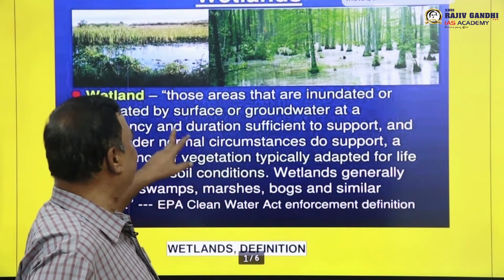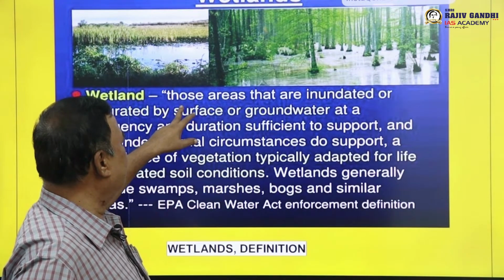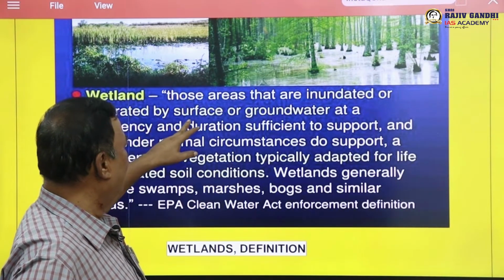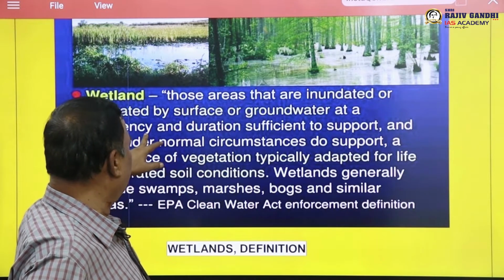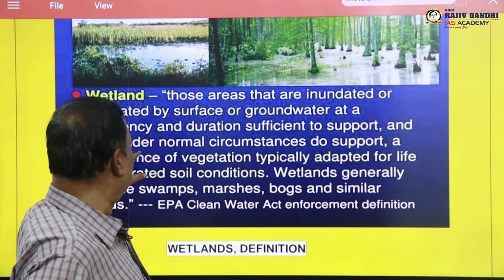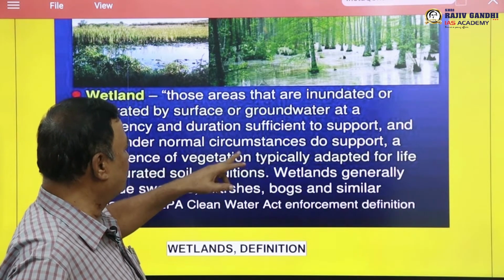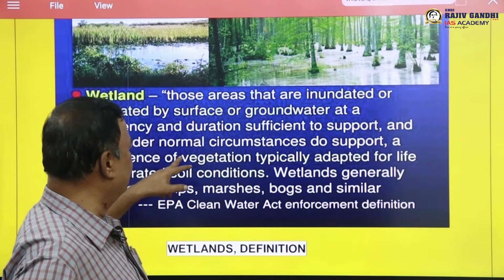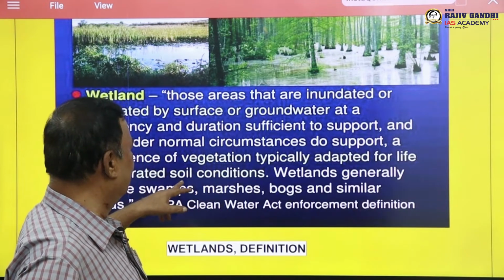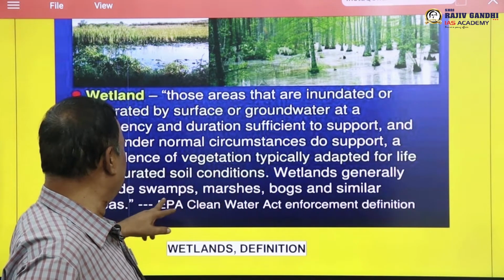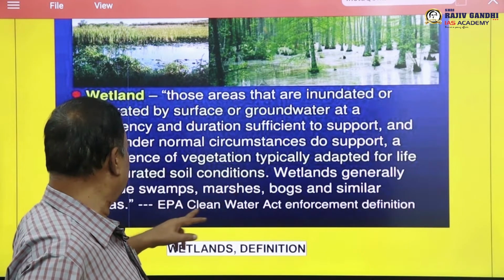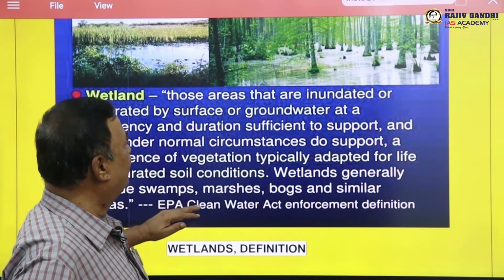See, this is the definition for wetlands. Those areas that are inundated or saturated by surface or groundwater at a frequency and duration sufficient to support, and that under normal circumstances do support, a prevalence of vegetation typically adapted for life in saturated soil conditions. Wetlands generally include swamps, marshes, bogs and similar areas. This is one definition for the wetlands.